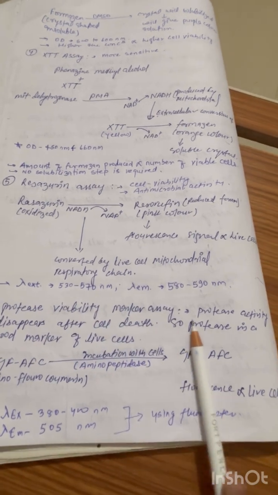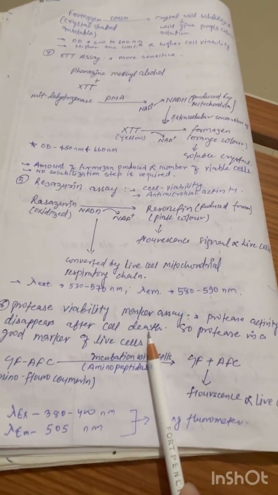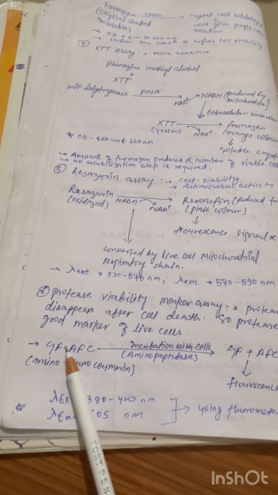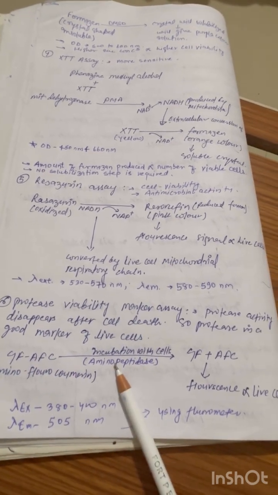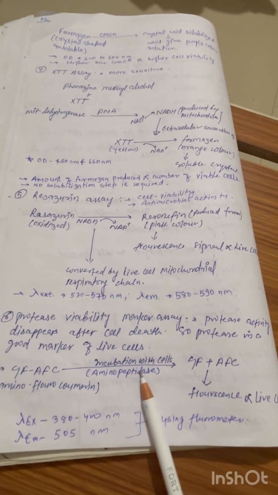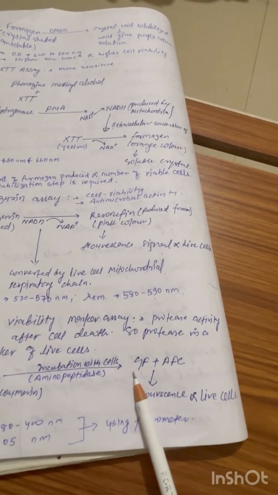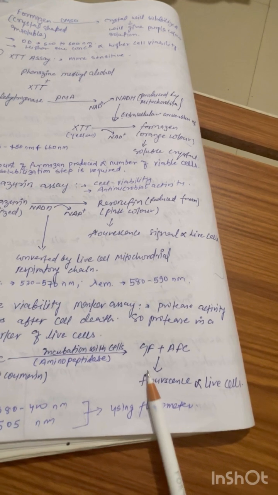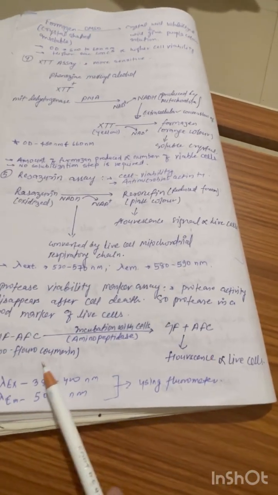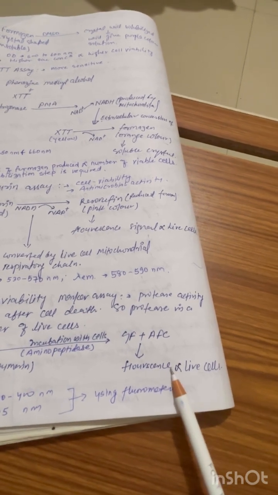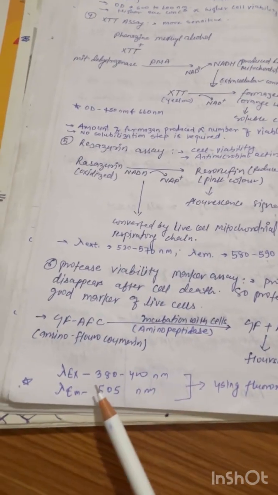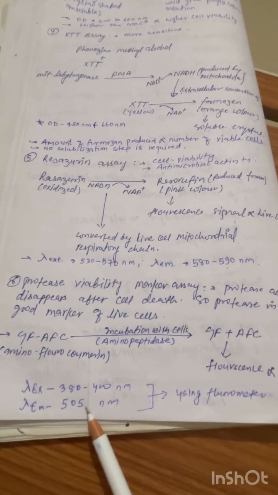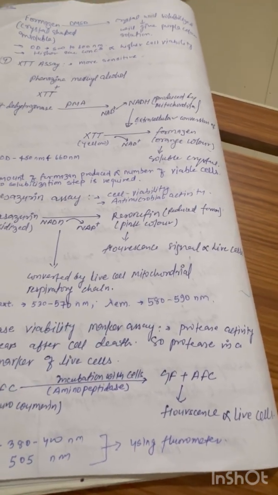Next is the protease viability marker assay. Protease activity disappears after cell death, so protease is a good marker of live cells. In this assay, an aminofluorocoumarin compound is incubated with the cells. In cells, the aminopeptidase enzyme will break down the amino moiety and the AFC moiety separately, and this fluorocoumarin will give fluorescence which will be proportional to the live cells. Here the excitation wavelength will be 380 to 400 and the emission wavelength will be 505 nanometers, using a fluorometer.